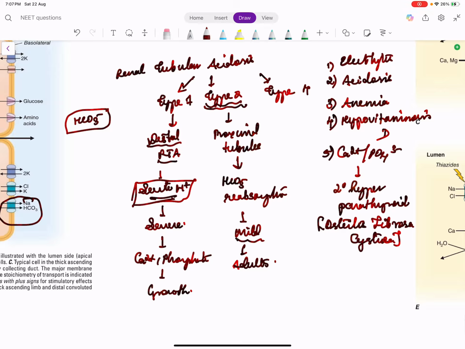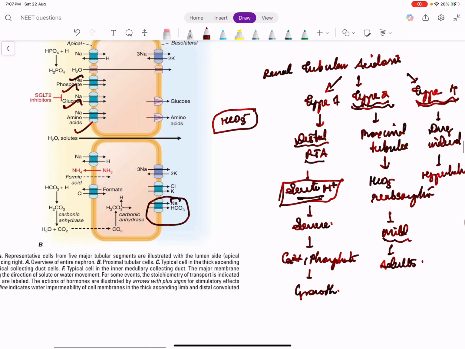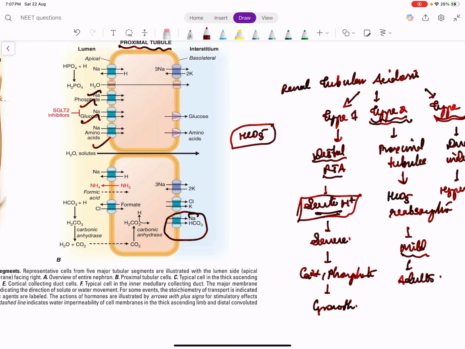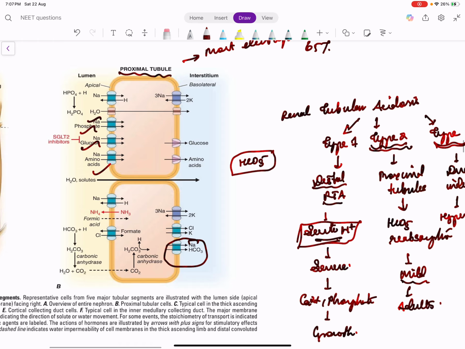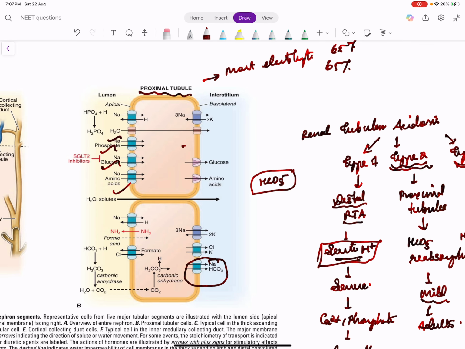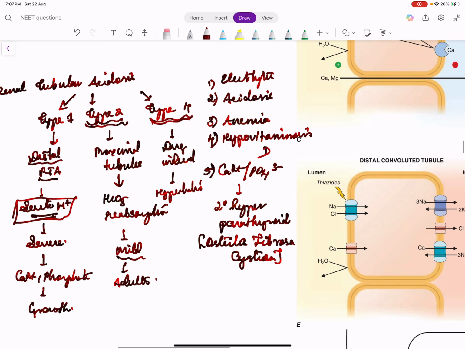Only mild acidosis here. Type 4 is usually drug induced. Here there will be hyperkalemia, hyperkalemic metabolic acidosis. Since proximal tubule reabsorbs most of the electrolytes, many diseases like Fanconi syndrome, etc., can involve the proximal tubules.